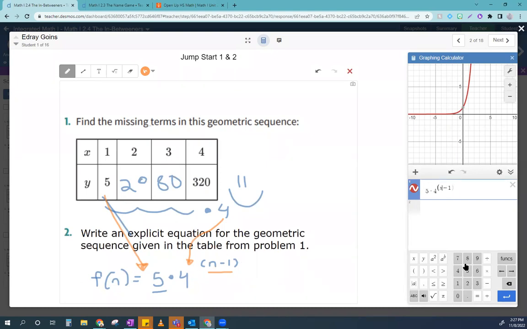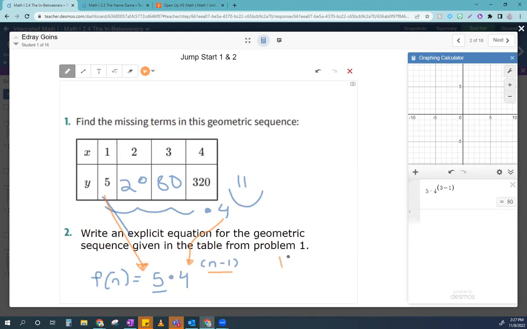If I get 80 out, then this is perfect. And I get another smiley face. I plug in 3. I got 80. Look, I got 80. Yay. And so I give myself another happy face because both of these are right. Again, if you do not have this written on your page, get it on your page.